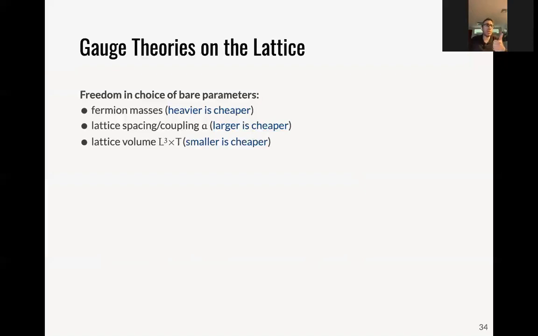The second freedom we have is choosing the coupling, which is really a proxy for choosing the lattice spacing. Whereas in the bare theory we have a coupling constant, this is mapped in the lattice theory to the lattice coupling constant. For the same physical volume, a bigger a means fewer grid points, which in turn means that it's generally cheaper. And the other thing we can decide, which is not the case in the continuum, is the volume of our simulation, so the number of grid points in each dimension, say.